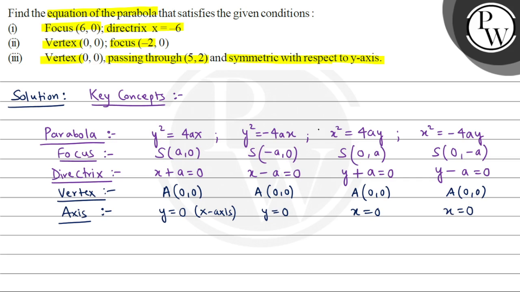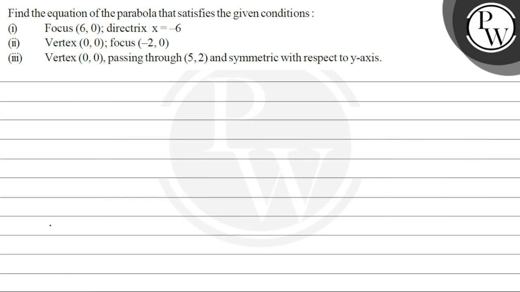Now using the given points, we will find the equation of the parabola required. So solving this question further, for the first exercise we have been given the focus 6 comma 0 and the directrix x plus 6 equals 0. We can write it in this way.